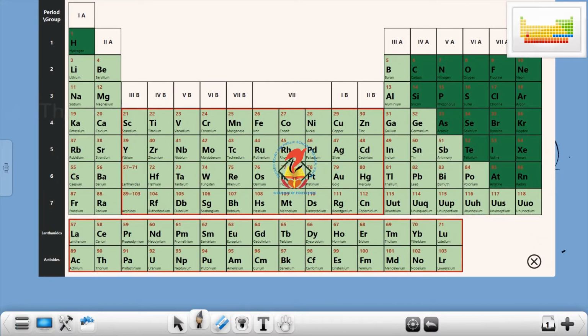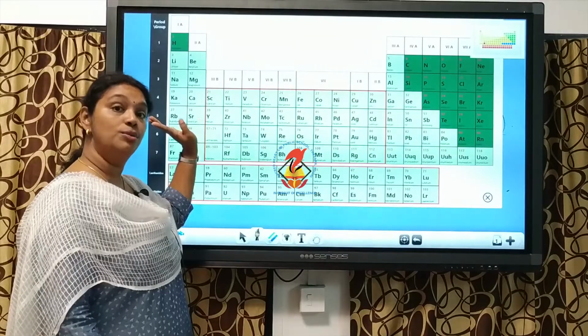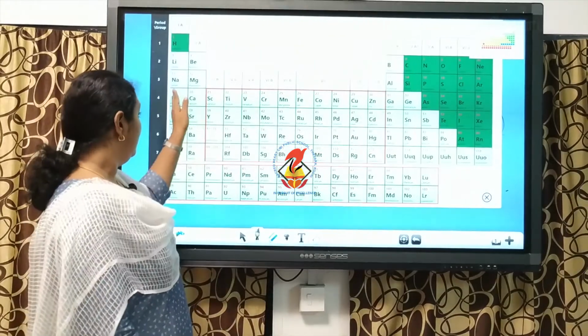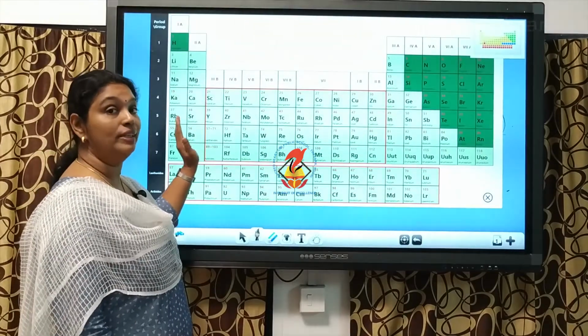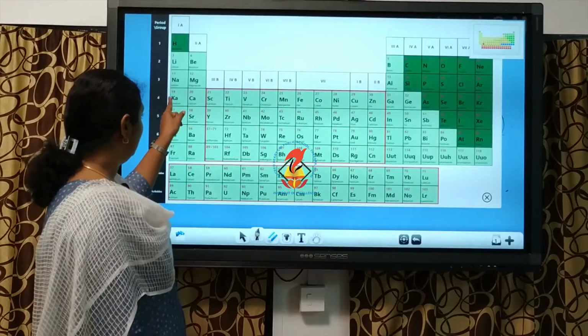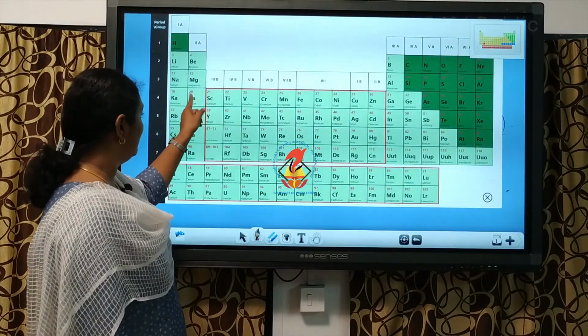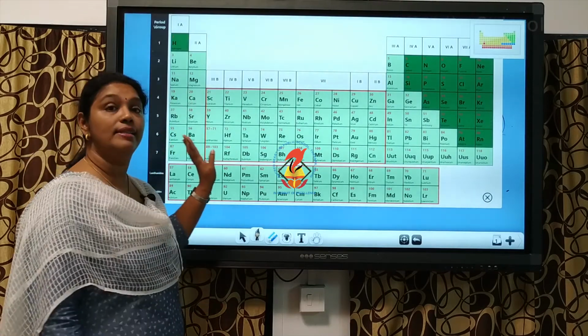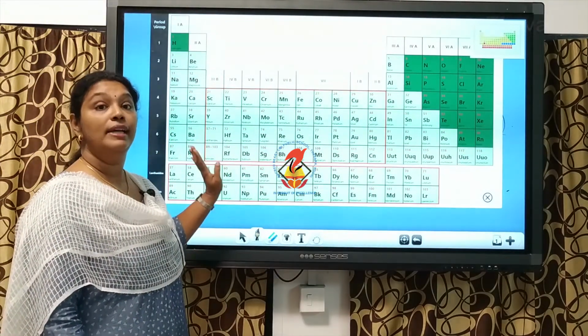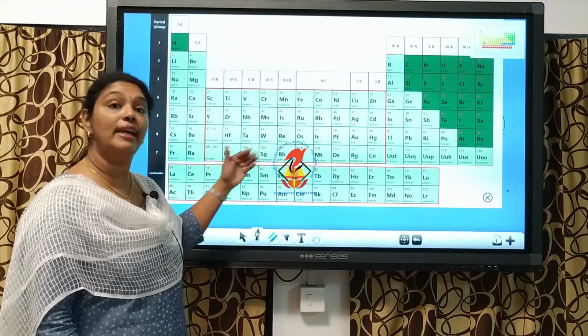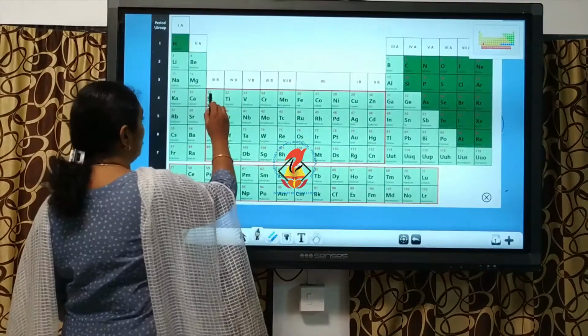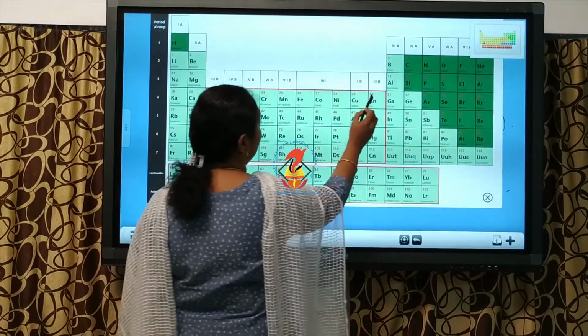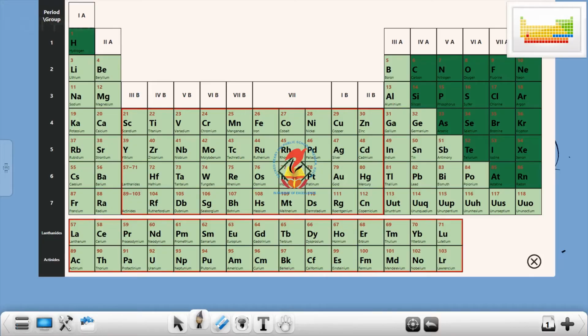Period number 4, we have from potassium, atomic number 19. The symbol of potassium is K. Ka was used first, that is kalium, but K is the symbol of potassium, it is not Ka. From atomic number 19, we have 19, 20 calcium. So in potassium and calcium 4s orbital is getting filled. Then we know in fourth period 3d orbital gets filled, that is from atomic number 21 to atomic number 30. 10 elements, because you know 3d orbital can accommodate 10 electrons.